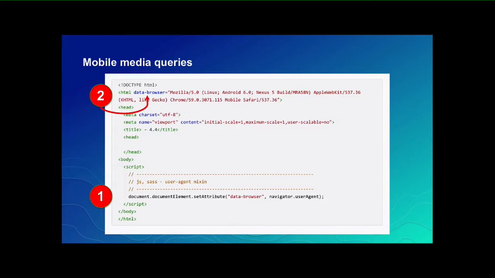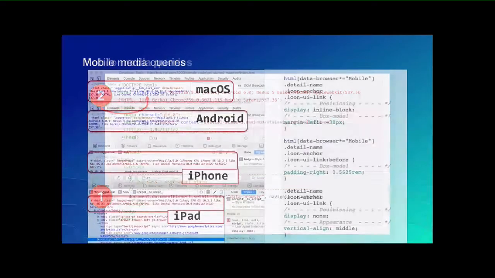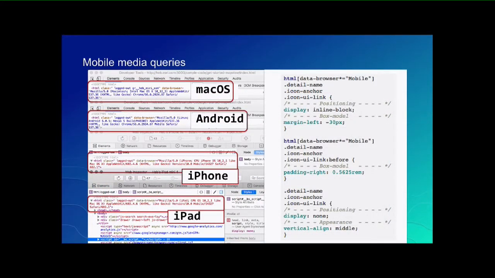One other thing that's kind of a neat trick that you can do is using mobile media queries. At the bottom next to the one, we're writing a data-browser attribute into the HTML tag, and we're just putting the user agent string in there. And then whenever we write our CSS, we can write a selector that says if the data-browser is mobile, if mobile's in that string, then do a specific CSS thing.